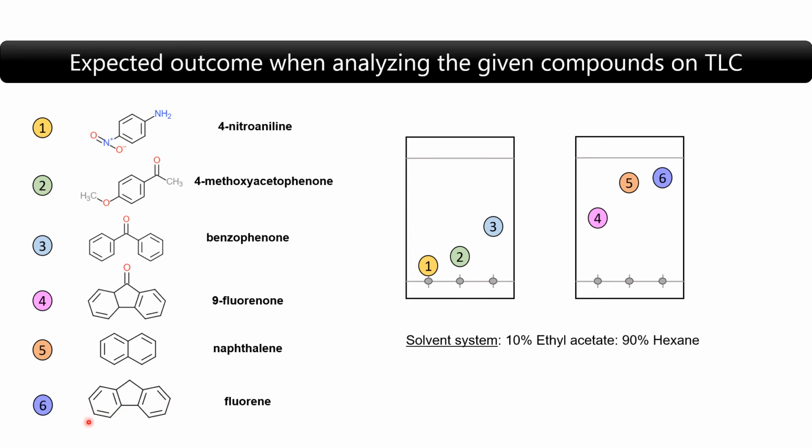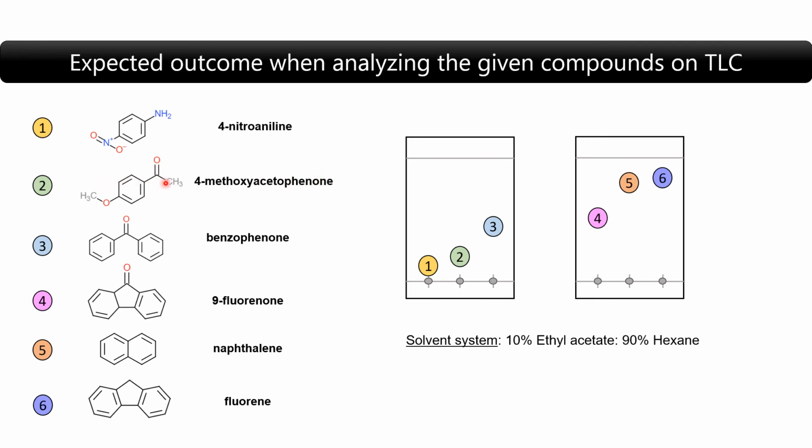highest to lowest polarity. Since 4-nitroaniline is the most polar out of this group, we would expect it to interact more with the polar TLC plate than interacting with the overall nonpolar solvent system. So we expect 4-nitroaniline to travel the least distance in this TLC experiment. And in other words, its CF over SF value is going to be the lowest, which means we expect 4-nitroaniline to have the lowest or smallest RF value.